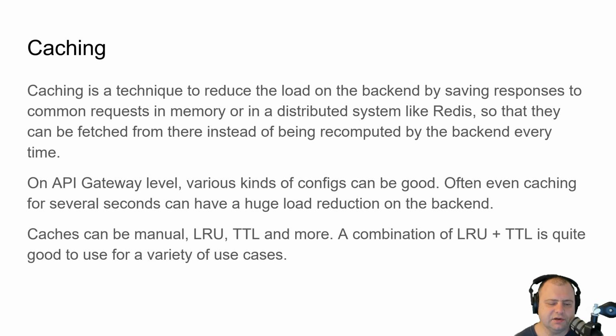Caches can be manual, like LRU, TTL, and there are more. Combinations of LRU plus TTL is quite powerful for a variety of use cases. LRU is typically used if you need to cache a lot of different things, but have limited capacity. And TTL is a standard technique just to expire things when they pass a certain threshold.